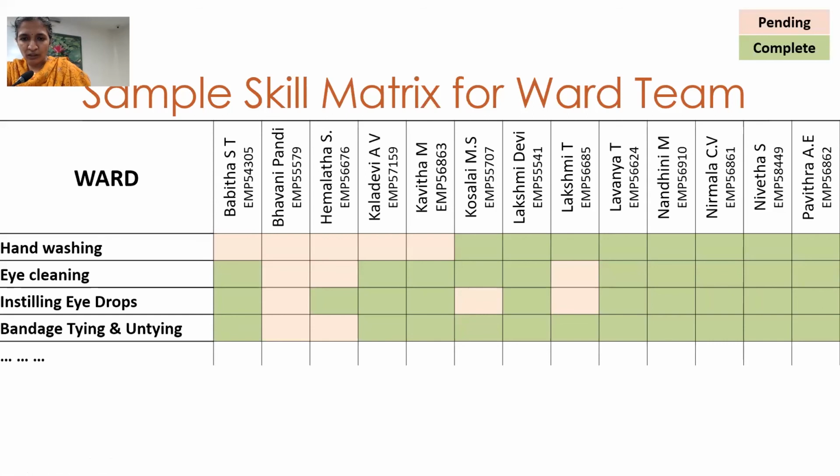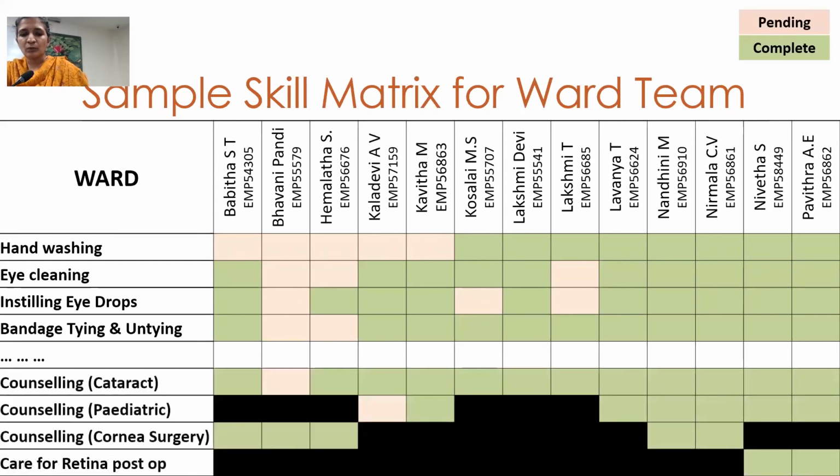You can see most of them who are green have completed this skill. 5 of them are still undergoing this evaluation right now as we speak. Eye cleaning again. All the orange ones are pending. I want to show a few of the other skills which are more specialized. Like for example, counseling for cataract, everybody needs to know this skill.